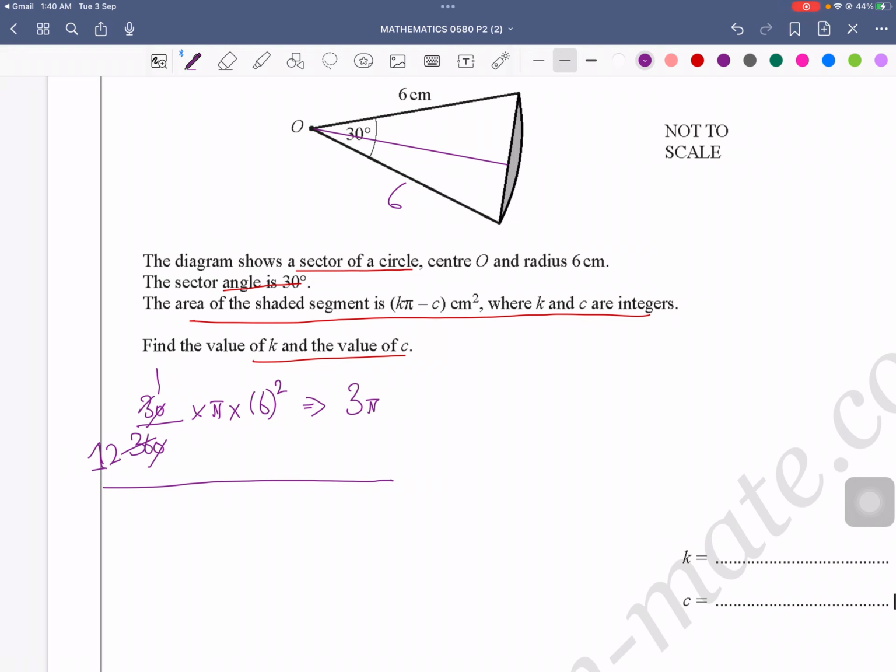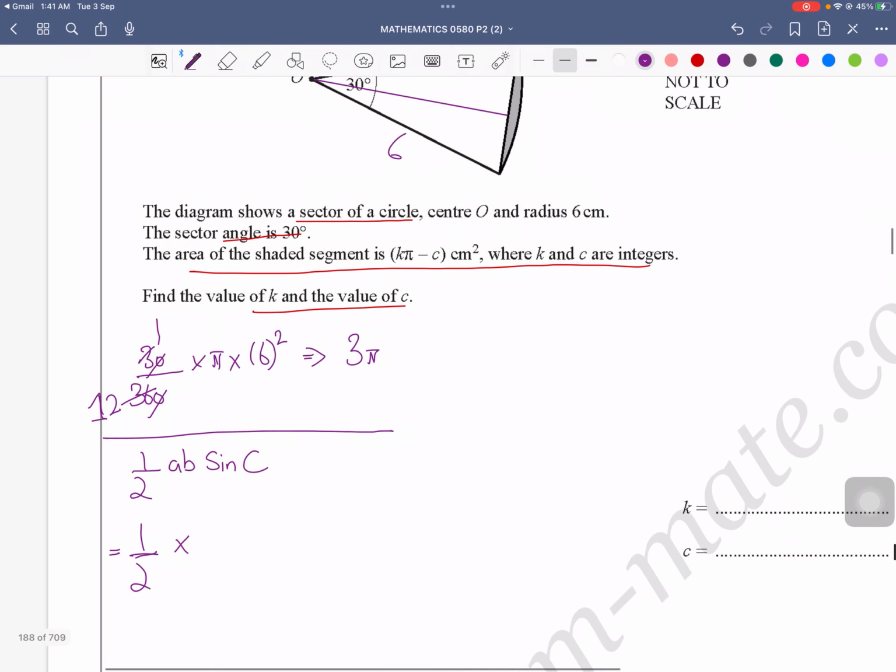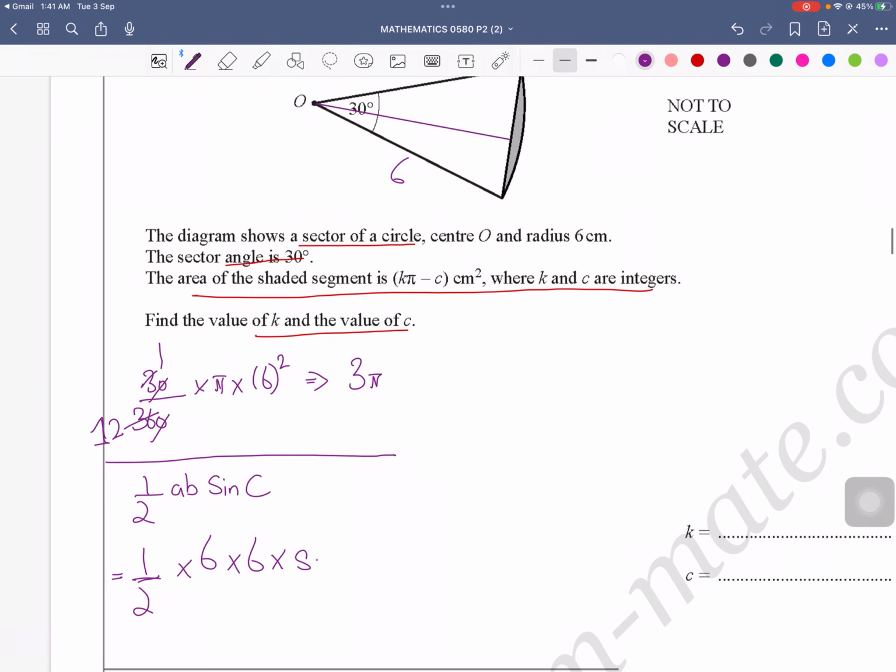I am going to apply the area of triangle, but this time around I'll use a much simpler, different approach. One approach is what I showed you above, by doing the right area. The other is I apply the area of triangle directly, that is 1/2 AB sine C. So the area of triangle in this case becomes 1/2 into 6 into 6 into sine 30.